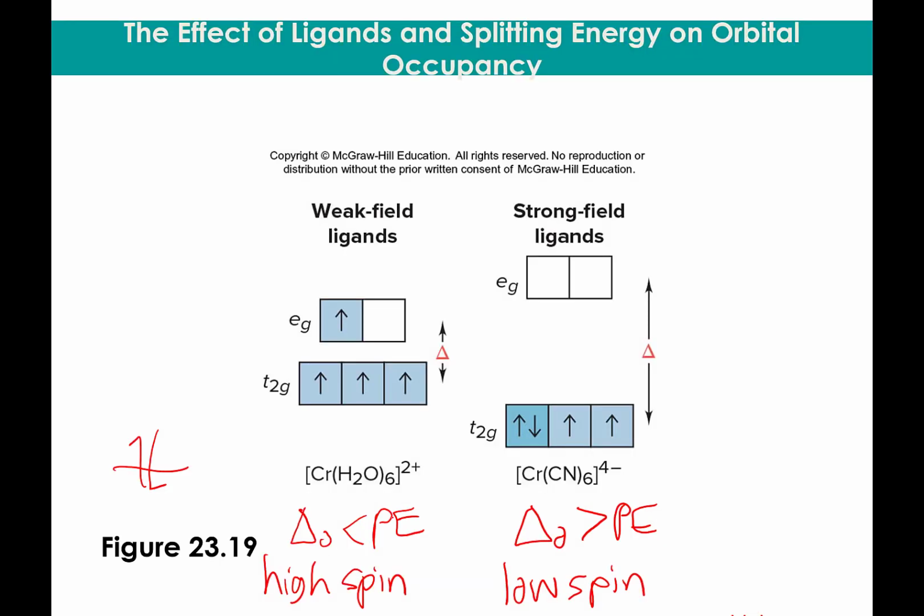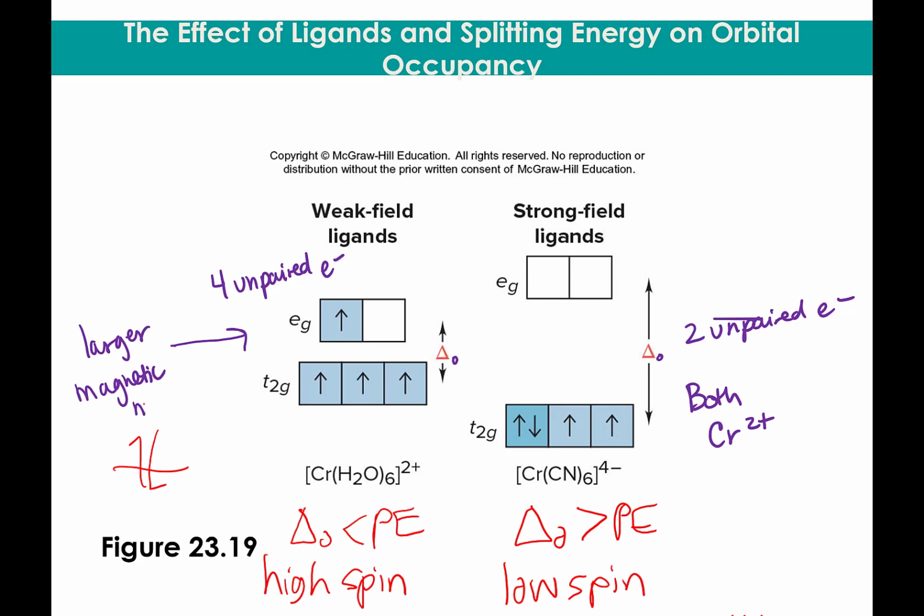The other thing that we need to talk about is how big delta octahedral is. In the next lecture, we'll talk about factors that affect how big delta octahedral is, but I just want to show you 2 different situations. Both are chromium 2+, but you can see the magnetism is different. Here we have 4 unpaired electrons, and over here we only have 2 unpaired electrons. This compound has a larger magnetic moment.